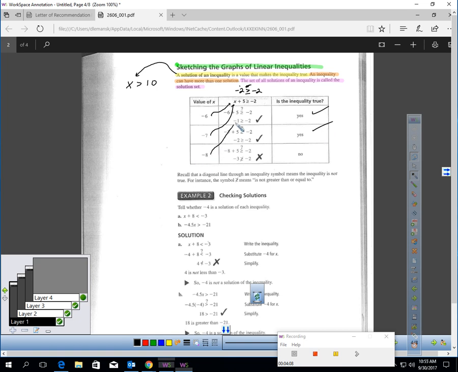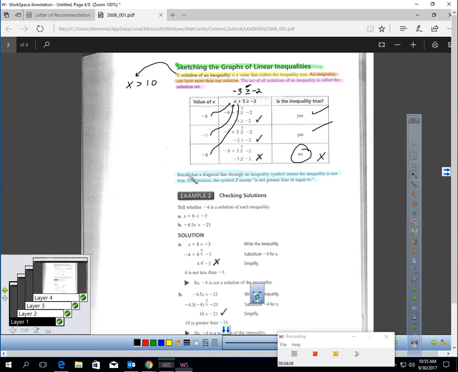Now if I try negative 8, negative 8 plus 5 works out to negative 3, and if you think of a number line, negative 3 is not to the right of negative 2, so this one, no, would not be a solution. So when they ask you to check to see if a number is a solution, that's all they're asking you to do. Plug it in and see if it makes the statement true.